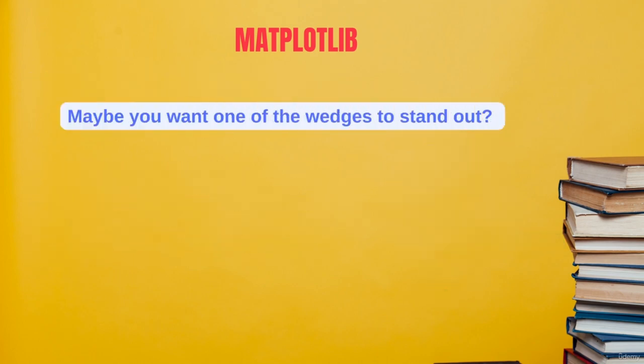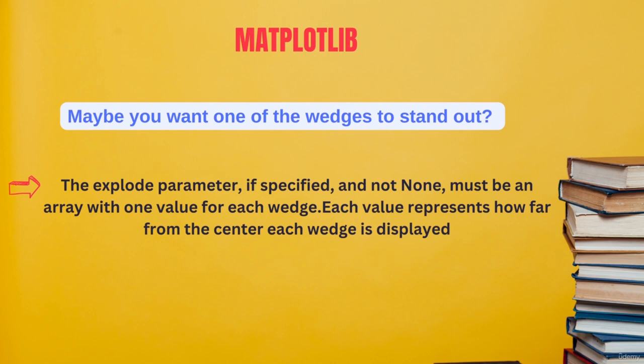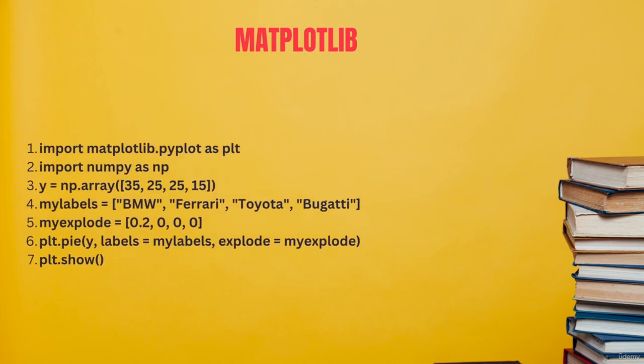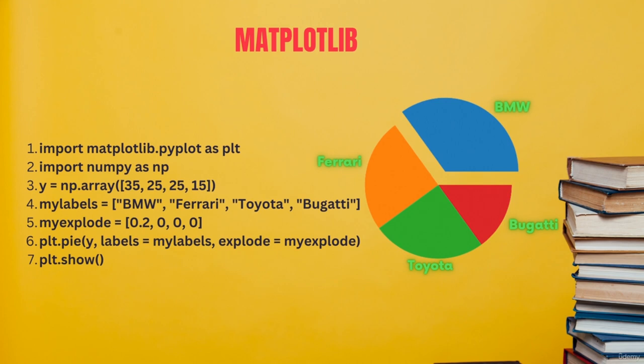Now, maybe you want one of the wedges to stand out. The explode parameter allows you to do that. The explode parameter, if specified and not None, must be an array with one value for each wedge. Each value represents how far from the center each wedge is displayed. Pull the apple wedge 0.2 from the center of the pie. The code we are showing will produce the following output.